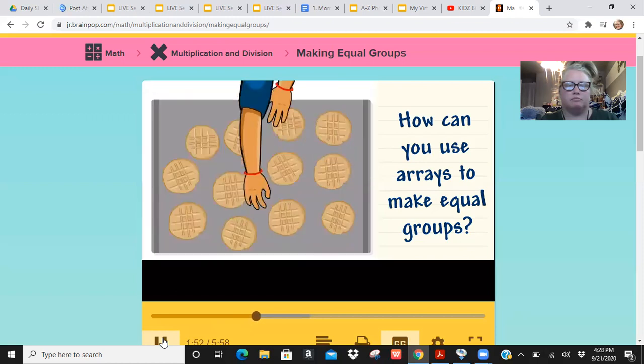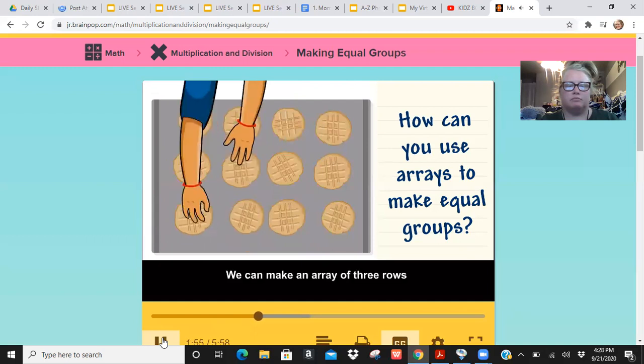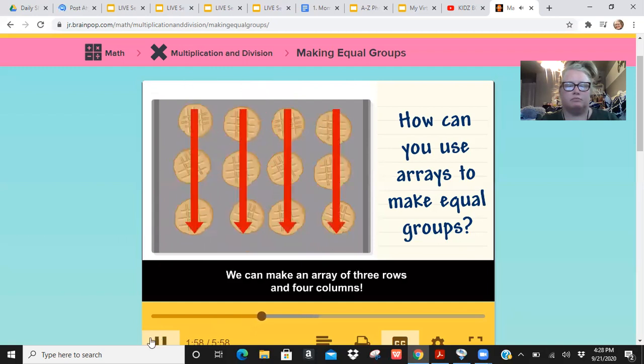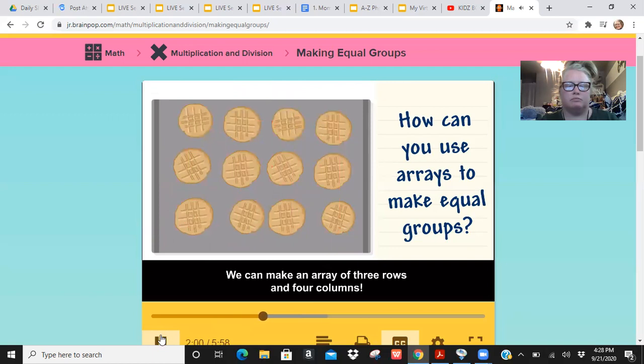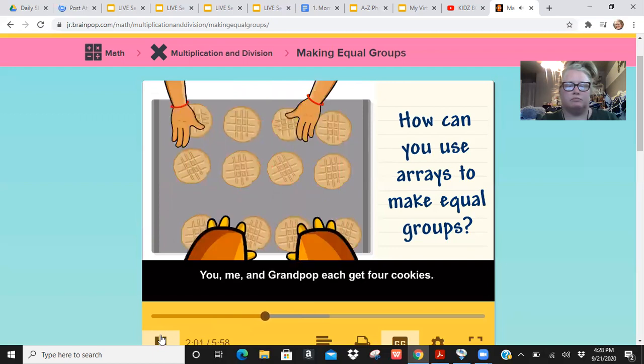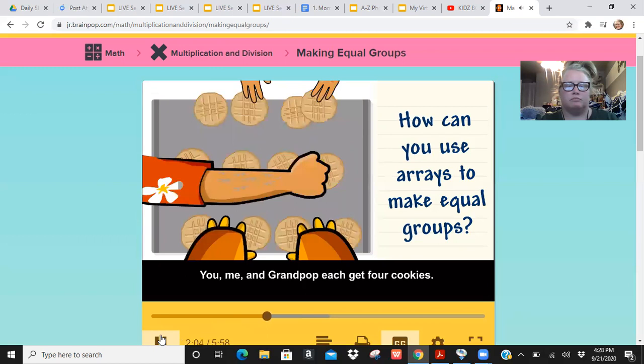We can make an array of 3 rows and 4 columns. You, me, and Grandpop each get 4 cookies.